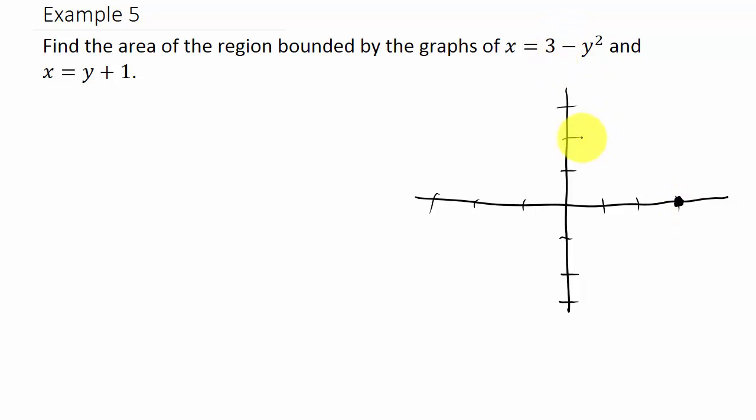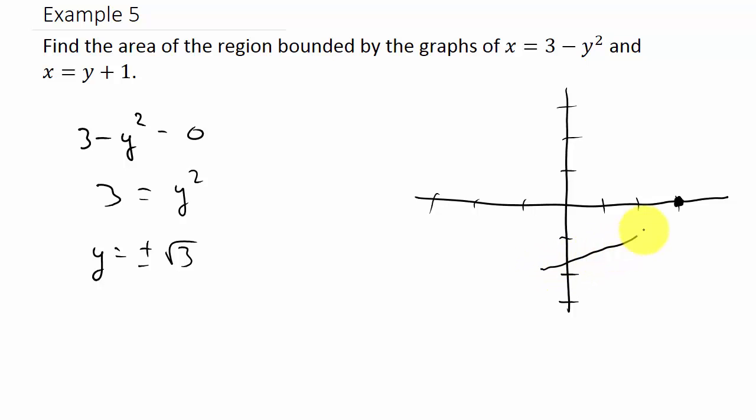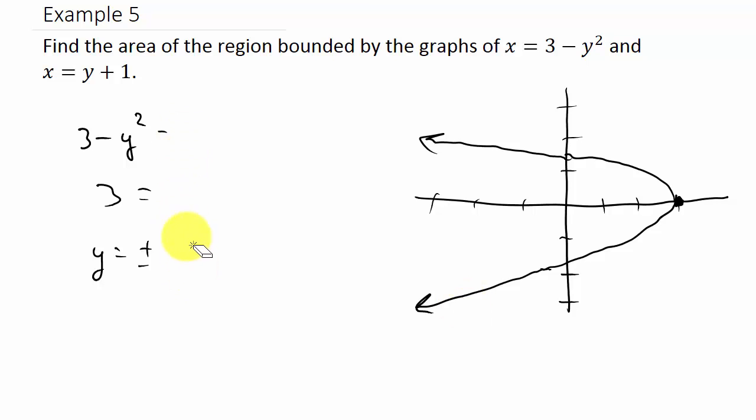And where's this graph going to cross the y-axis? Well, you can take the 3 minus y squared, set it equal to 0, and so we get y is plus or minus square root of 3. So it's going to cross somewhere between 1 and 2 and negative 1 and negative 2. Alright, so our graph is going to look something like this.